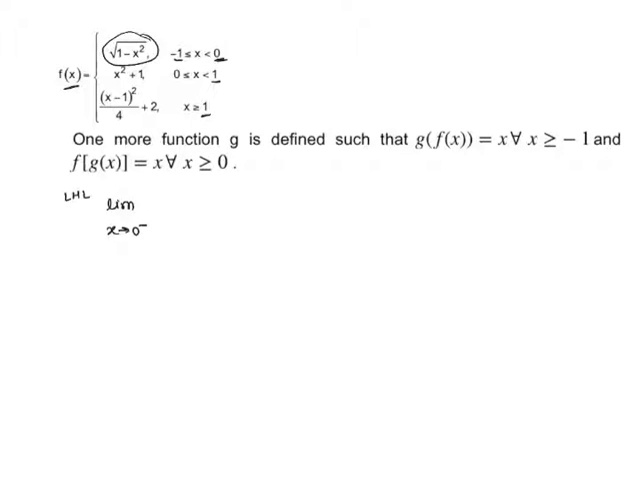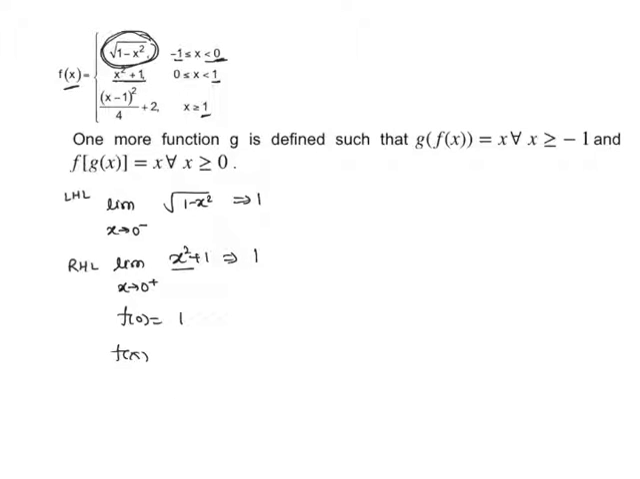Limit x tending to 0 minus, left hand side of 0 function is what? Root over 1 minus x square. If I put 0, we will get what? 1. Similarly, right hand side RHL. Limit x tending to 0 plus, right hand side graph is what? x square plus 1. So if I check x square plus 1, if you put 0, what you will get? 1. And function value at 0 also will come as 1. So we can say f(x) is continuous at 0. Similarly, we will check at 1 also.